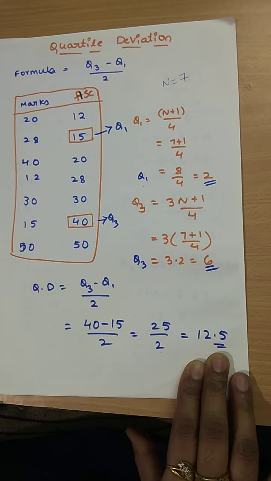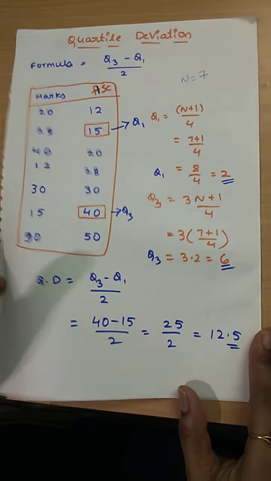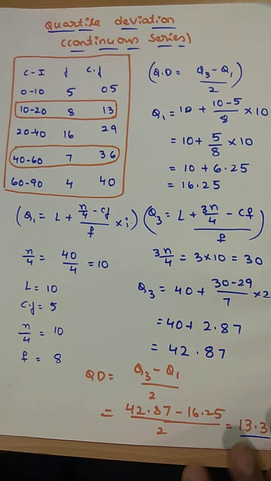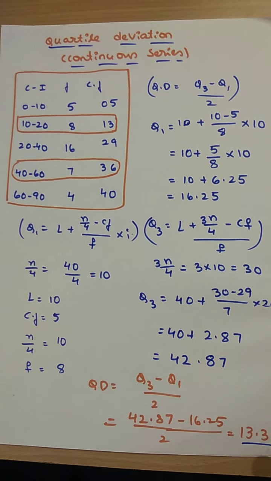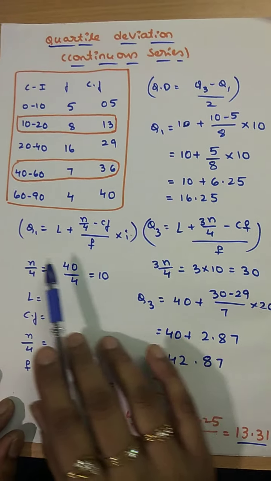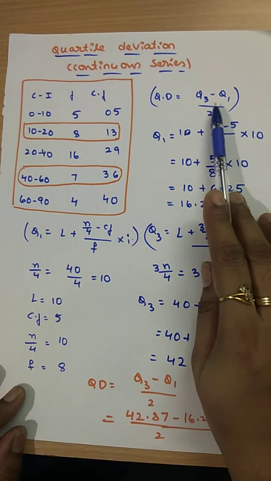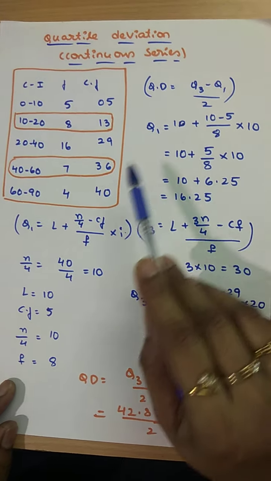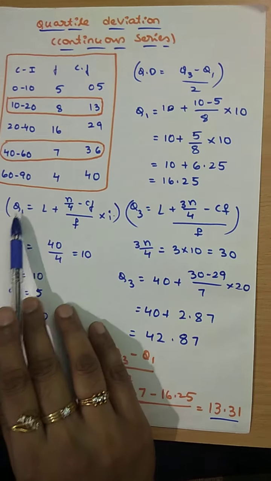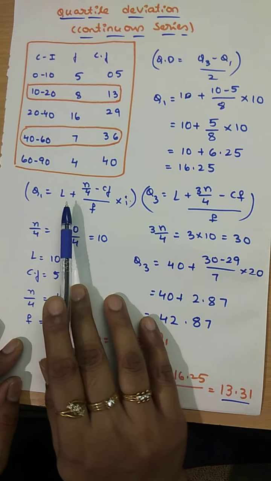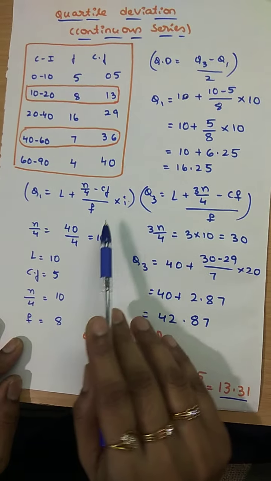This is discrete data. Now moving to continuous series. If they give continuous data and ask us to find the quartile deviation, the formula is the same: Q3 minus Q1 divided by 2. But in the continuous series, finding Q1 and Q3 is a little bit different. I will explain in detail.